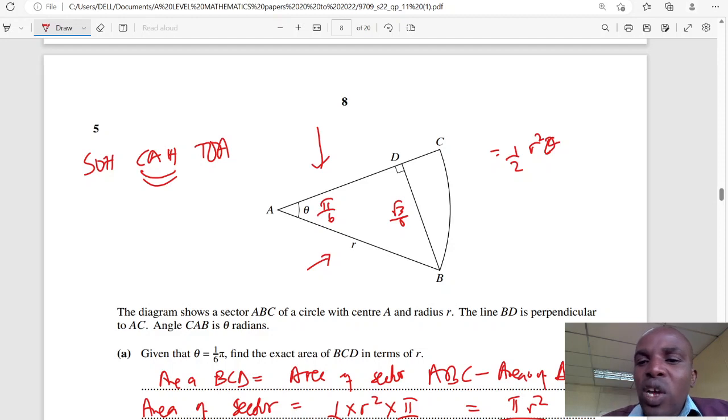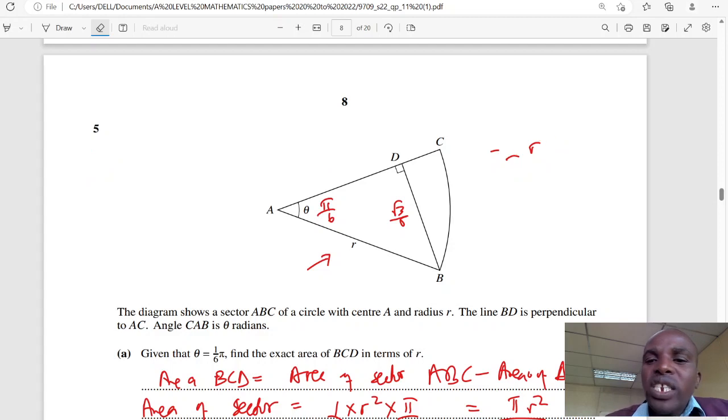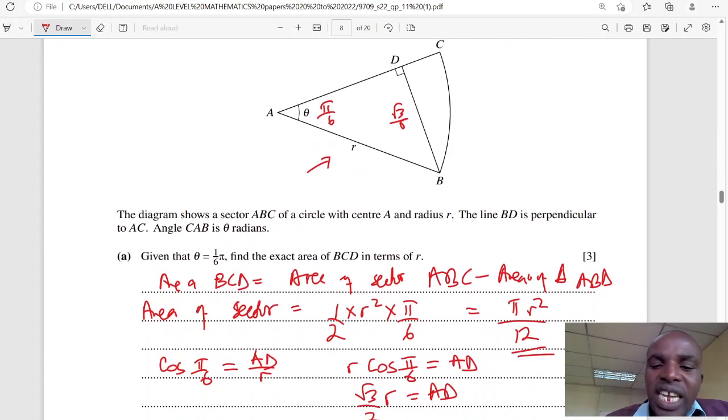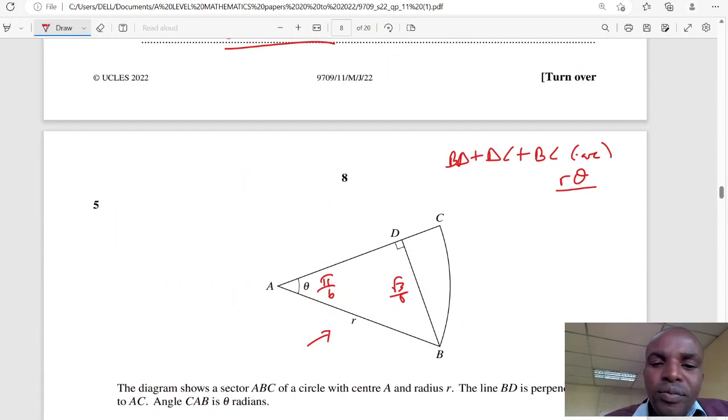Right, so that's the perimeter. What you want here is the perimeter: BD plus DC plus BC. BC is an arc, and arc length is R theta. Please take note of that part. So BD we are already given, but DC, we found AD earlier as root 3 over 2.